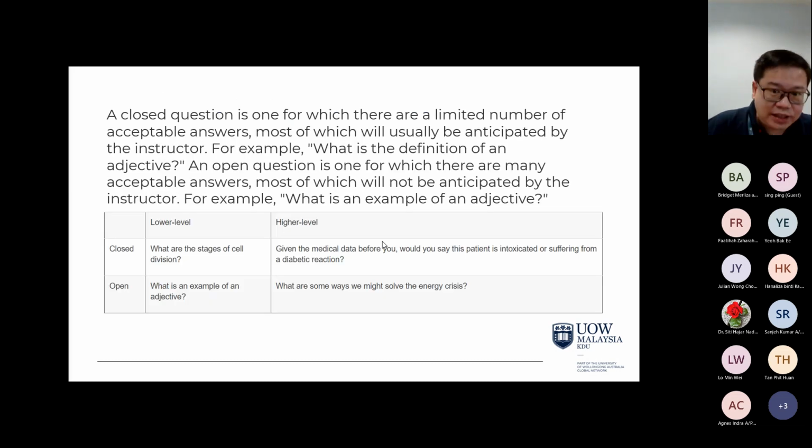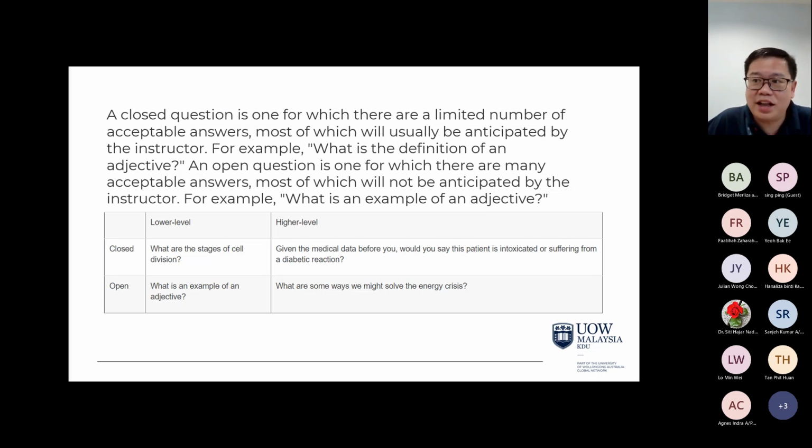So other things you need to look at is a closed question, which is one for which there are a limited number of answers. The type of question can be closed or open. When we set exam questions, it is also important for us to consider what kind of scope or level we are looking at. A closed question for a lower level will be like, what are the stages of cell division?